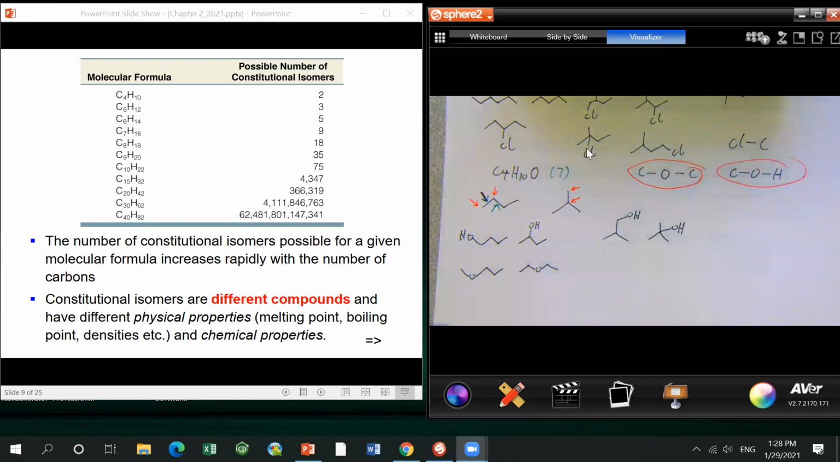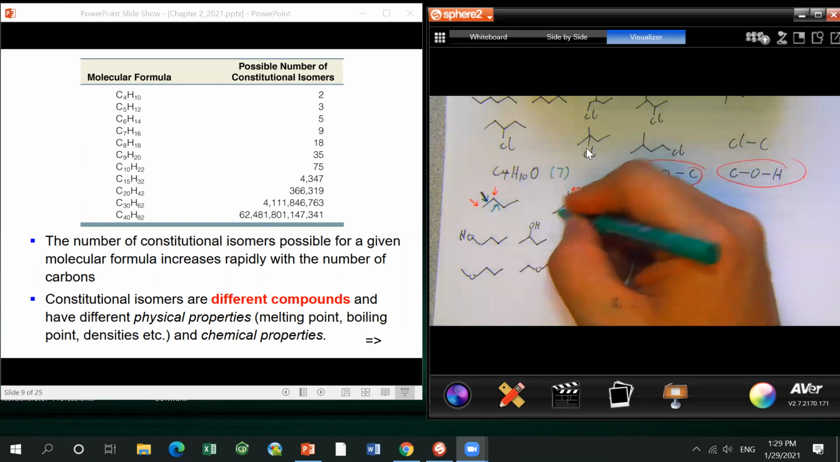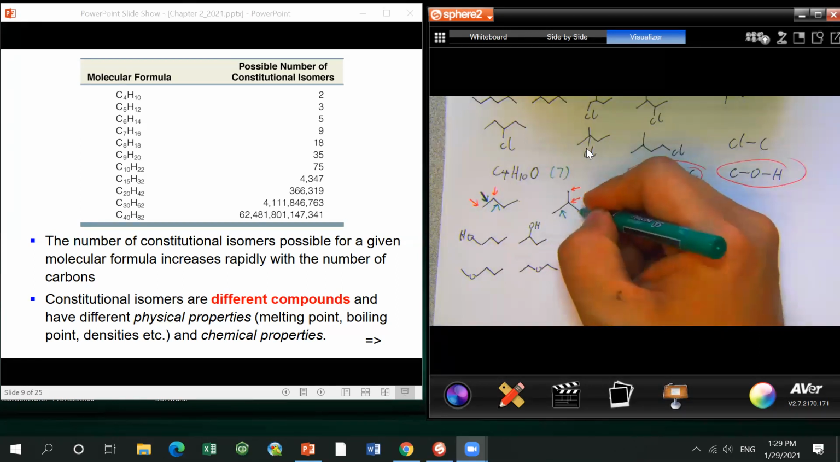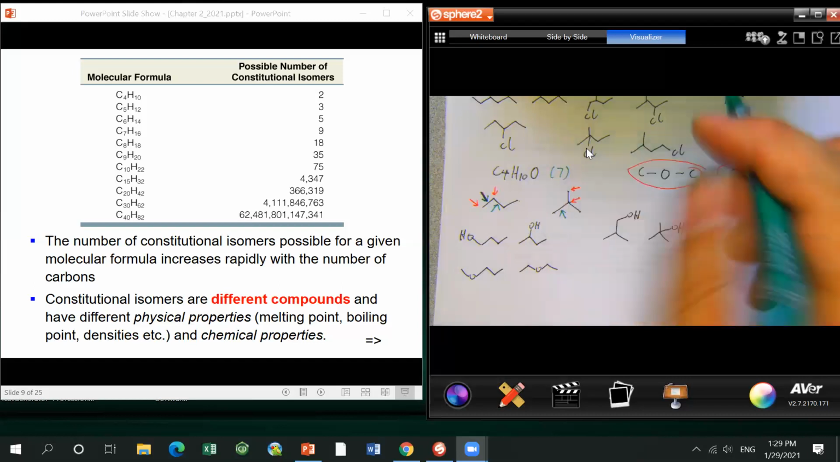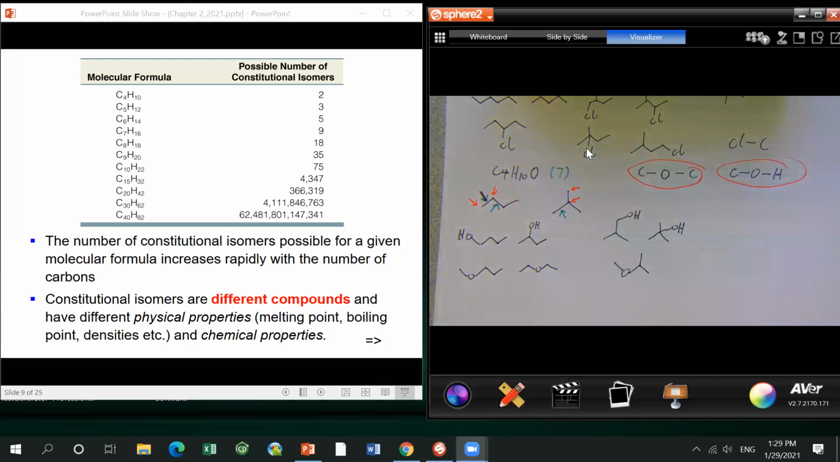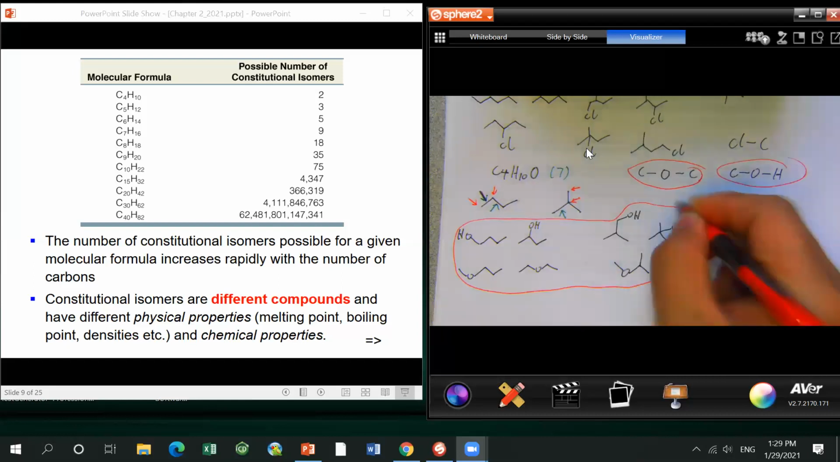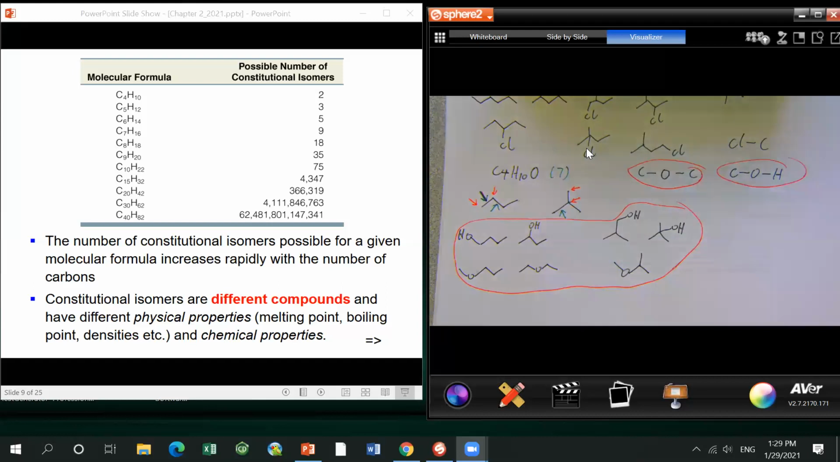And then you can insert oxygen between these two carbons. If you insert between these two, it's the same as between the other two, because it's symmetrical. So in this case you have the last constituent isomer. Overall, for this molecule, you can draw a total of seven constituent isomers.